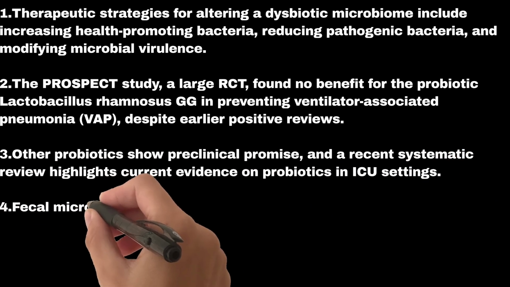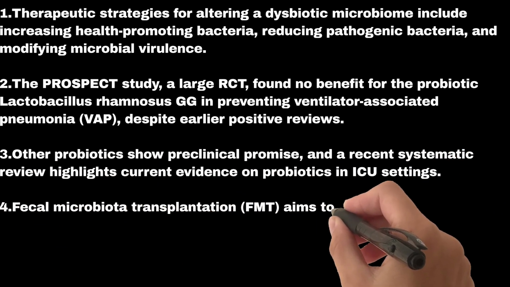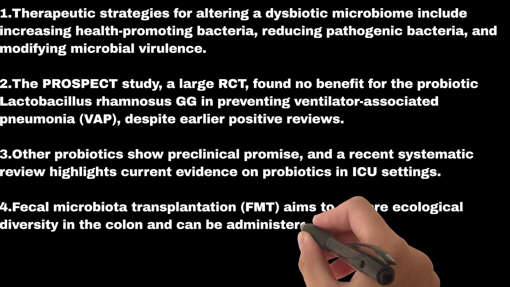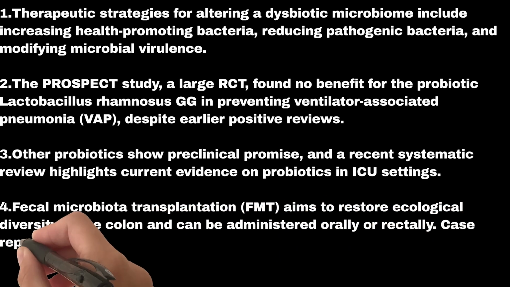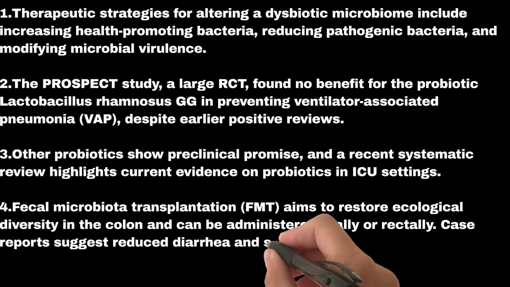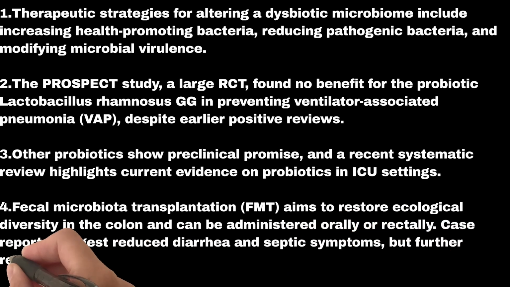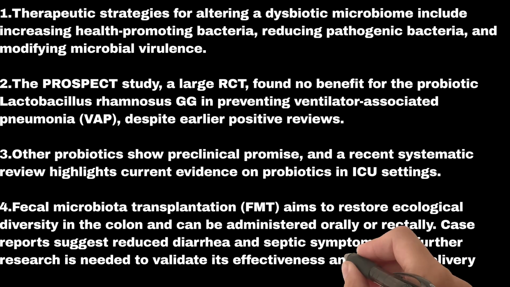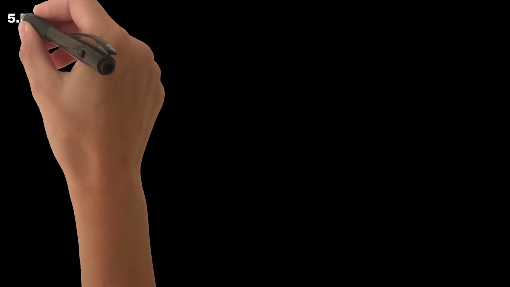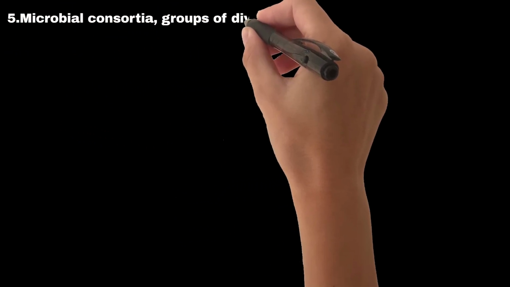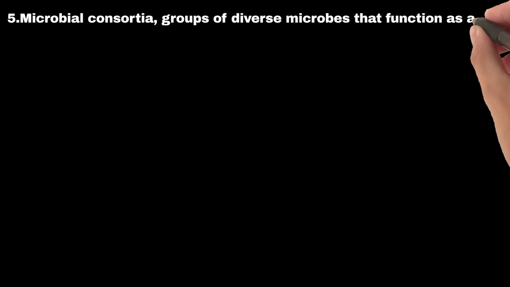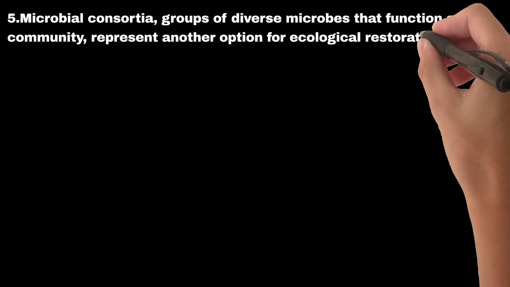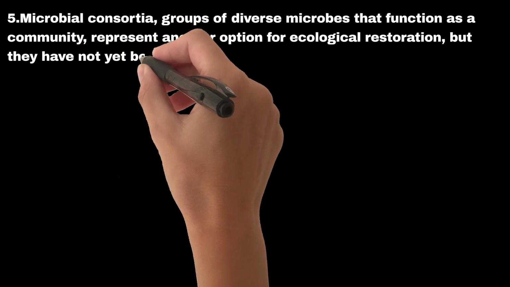Fecal microbiota transplantation, FMT, aims to restore ecological diversity in the colon and can be administered orally or rectally. Case reports suggest reduced diarrhea and septic symptoms, but further research is needed to validate its effectiveness and optimize delivery methods. Microbial consortia, groups of diverse microbes that function as a community, represent another option for ecological restoration, but they have not yet been studied in ICU settings.